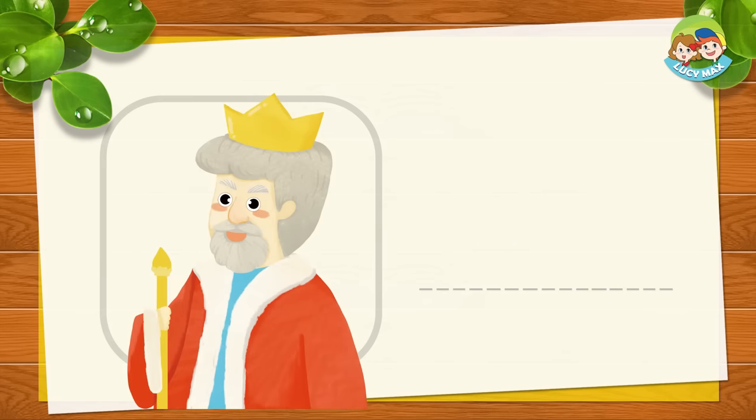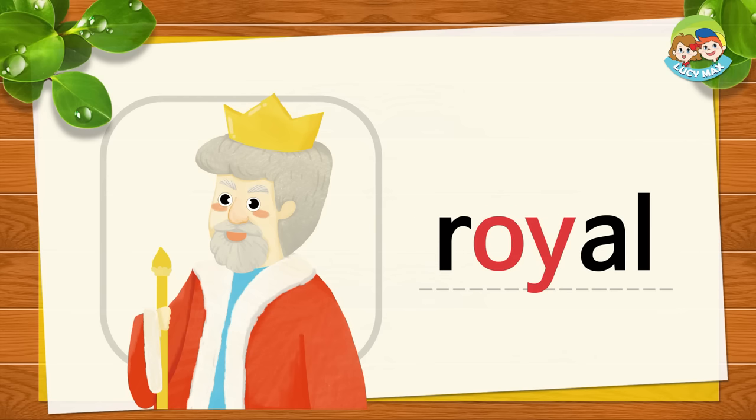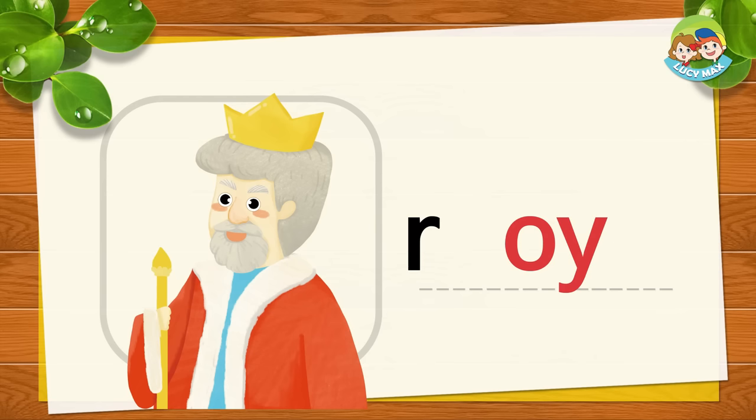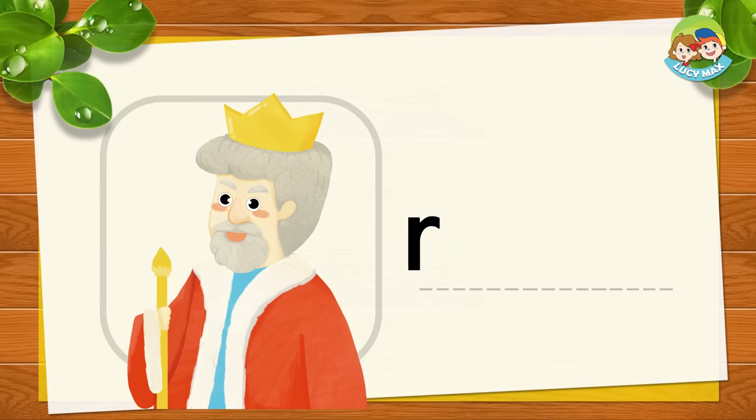He is a king, so he is royal. A royal family is the king's family. R-oi, ul, together is royal. R-oi, ul, royal. Can you try?